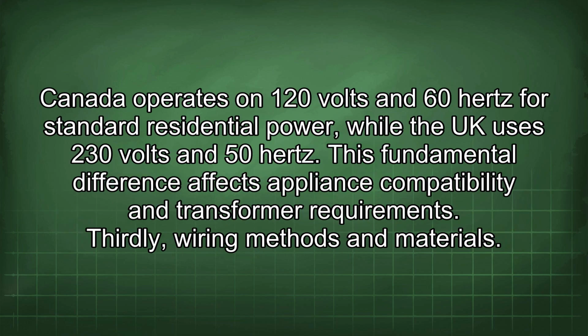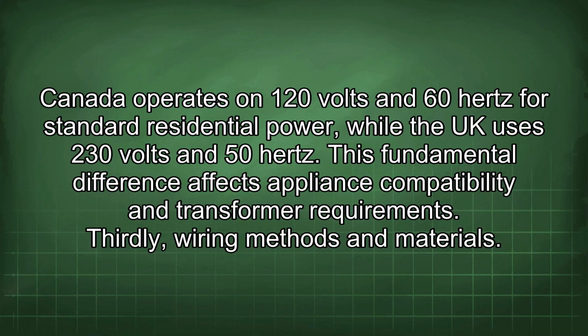Secondly, voltage and frequency. Canada operates on 120 volts and 60 Hz for standard residential power, while the UK uses 230 volts and 50 Hz. This fundamental difference affects appliance compatibility and transformer requirements.